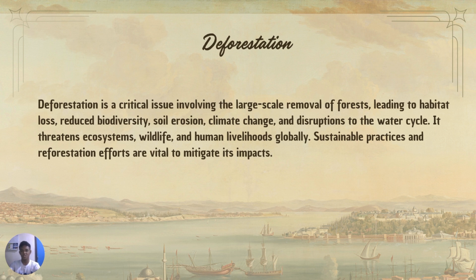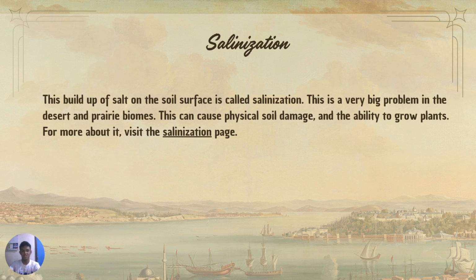Deforestation. Deforestation leads to habitat loss, biodiversity decline, and environmental damage. Sustainable practices and reforestation are key to mitigating its impact. Salinization. Salinization is the buildup of salt in soil, damaging its structure and limiting plant growth, especially in desert and prairie biomes.